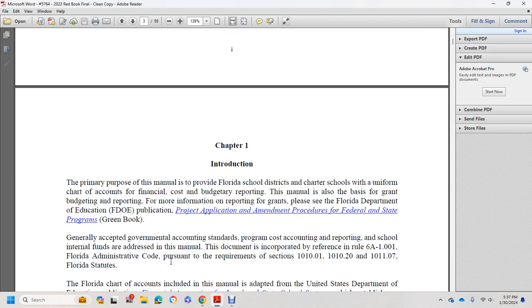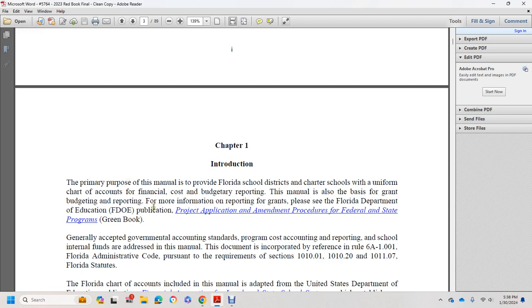Alright, Chapter 1. The primary purpose of the manual is to provide the Florida School District Charter Schools with a uniform chart of accounts with financial costs and budgetary reporting. This manual also is the basis for grant budgeting and reporting. For more information on the reporting of grants, please see the Florida Department of Education publication, Project Application Amendment Procedure for Federal State Program Green Book.